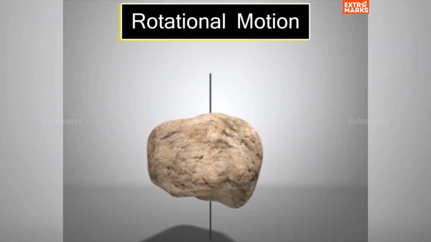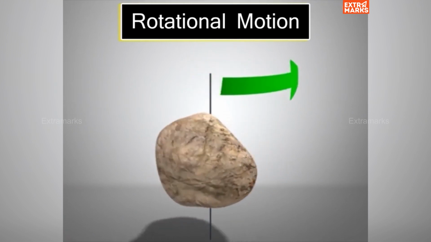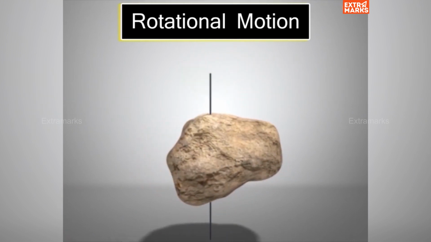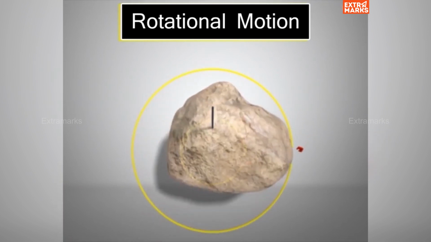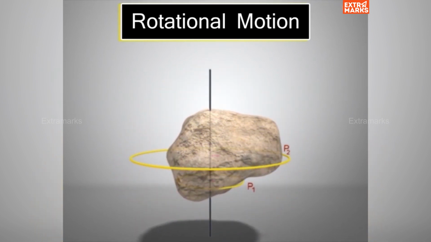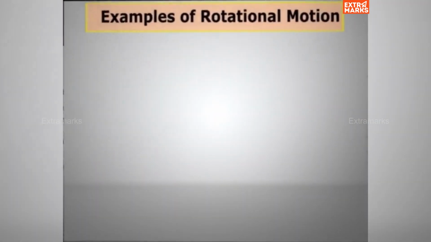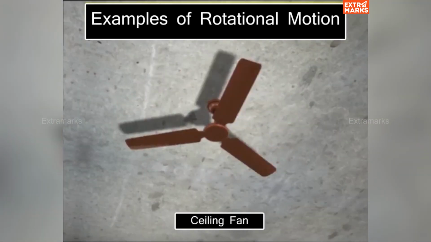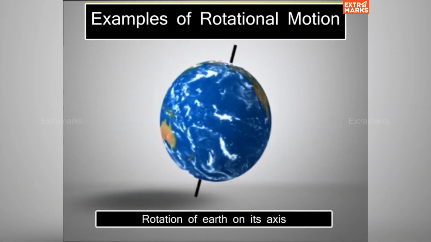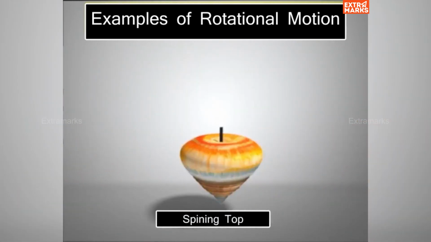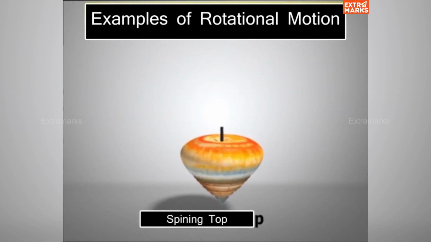When a rigid body rotates about a fixed axis, all the particles of the rigid body undergo circular motion with different radii about a center fixed on the axis of rotation. The motion of a fan, potter's wheel, earth spinning about its axis, and spinning top are examples of rotational motion.